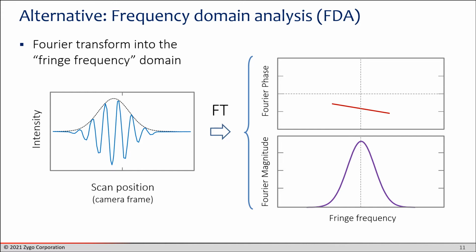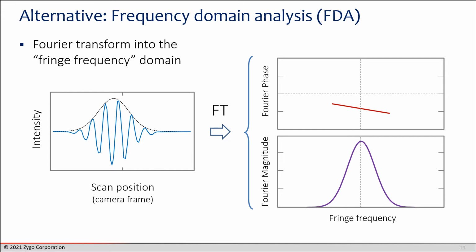Now the magnitude, you can see, has sort of this bell-shaped curve as a function of fringe frequency. So that's how fast the interference fringes are going by as a function of scan position. And there's a range there because you have many different interference frequencies present because of the broad spectrum of the white light source, and also because of the range of incident angles on the part at high numerical apertures in a microscope. That's the Fourier magnitude.